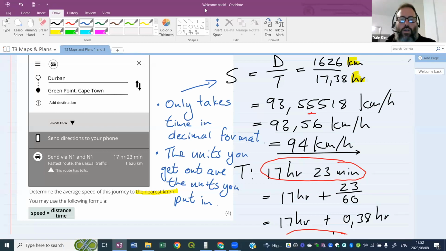Thank you, Safiso, for reminding me that we need to round up to the nearest kilometer. So that must go up, right? So this 3, we're looking at the 3 now, and the nearest kilometer, whole kilometer, depends on the 5 next to it. That's a 5, so we got to go up to 94.